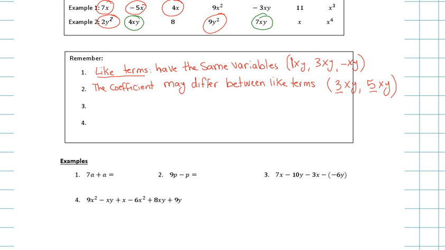The exponent on the variable must be the same to be considered a like term.